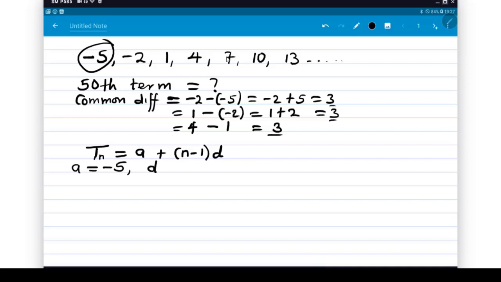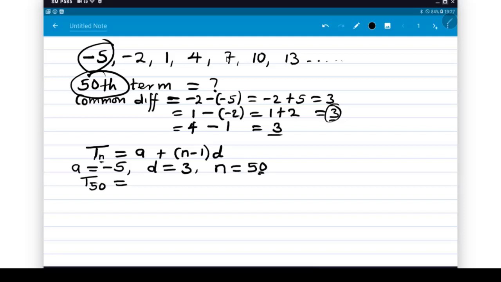Our d is the common difference, which is 3. You can see that here. Now, what is our n? Our n is the position of the term we want to find. Since we want to find the 50th term, that means our n is 50. So you input all this in the formula.